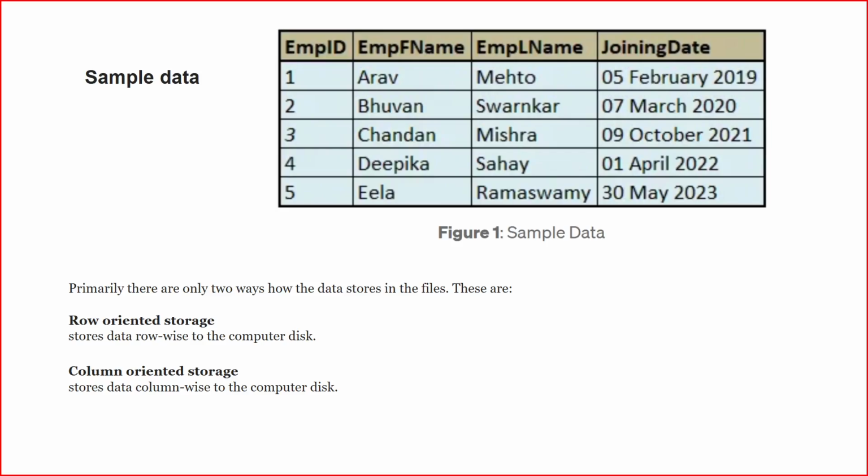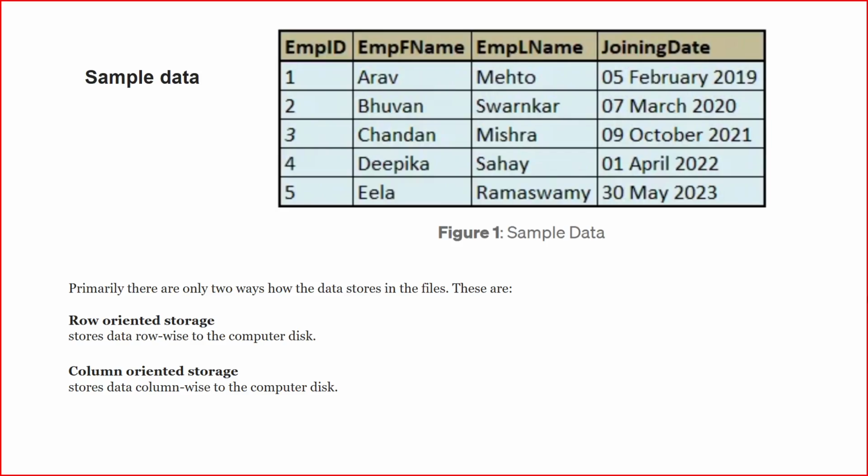As the name itself suggests, it tells what kind of file format it is going to be. Row means it is stored row by row, one row at a time, whereas column-oriented stores the data column-wise, one column at a time. I'll explain how it is stored on the disk.